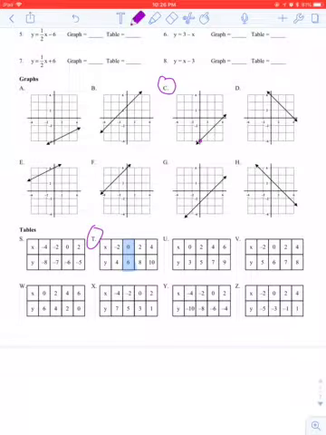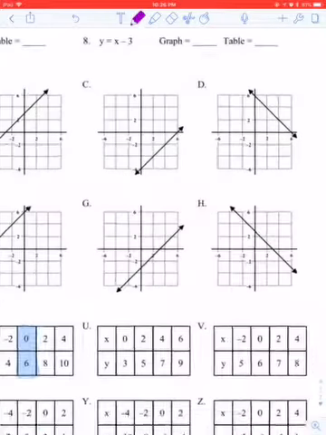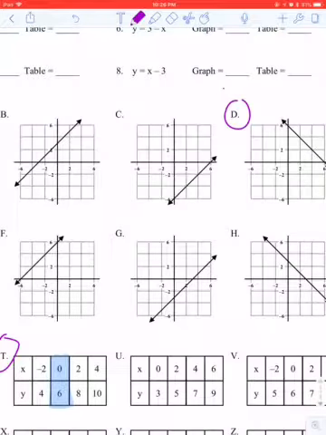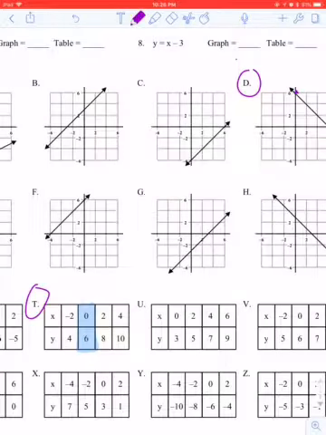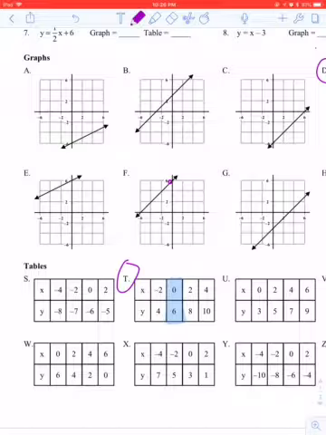Is there any other one? Or we need 0, positive 6. D has 0, positive 6 right there. F has 0, positive 6 right there. And E has 0, positive 6 right there. So we got to find out which one it is.